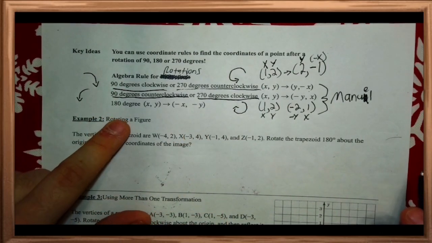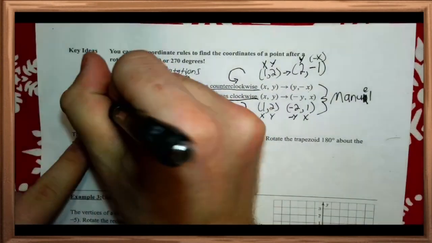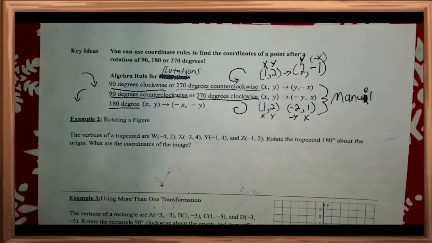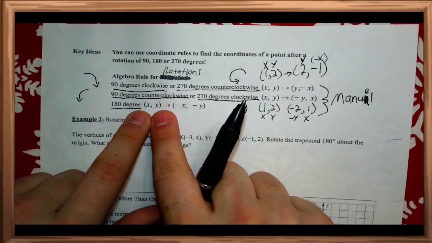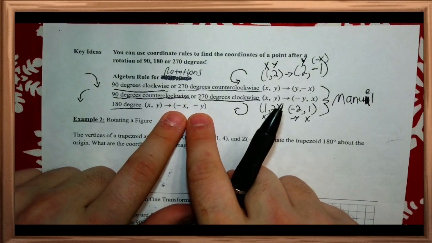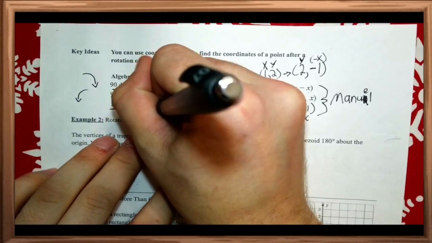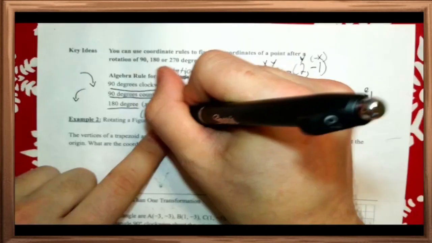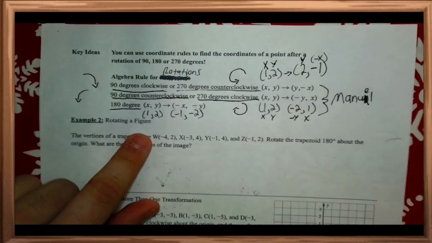Last one. If we're just going 180 degrees, we keep x and y the same, except they both become negative. Okay, so if I have 1, 2, it becomes negative 1, negative 2. The numbers just become negatives.